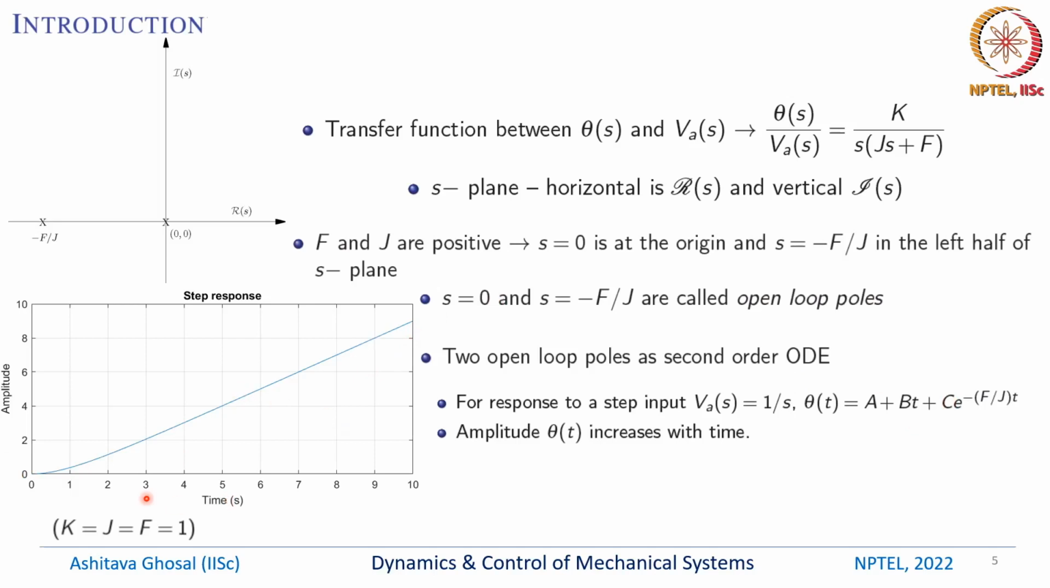In all these examples, I have used k equals j equals f equals 1. We could have some other numbers for k, j and f, but just to show what will be the output of such a system. And what was the system? It was a simple DC motor rotating a link of a robot maybe. So we can find the output, which is rotation of the motor shaft, when you apply a voltage in time. And in this case, the voltage that we are applying is a step input.